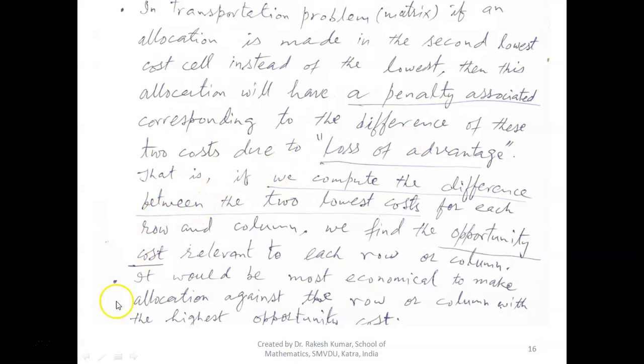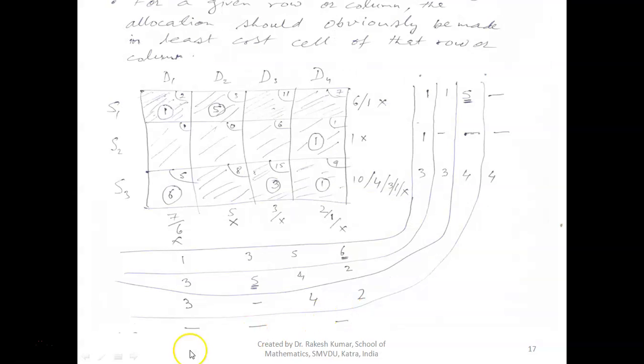That is, if we compute the difference between the two lowest costs for each row and column, we find the opportunity cost relevant to each row and column. It would be most economical to make allocation against the row or column with the highest opportunity cost. For a given row or column, the allocation should obviously be made in the least cost cell of that row or column. What is the meaning of what I read?